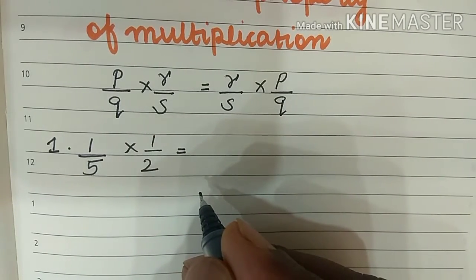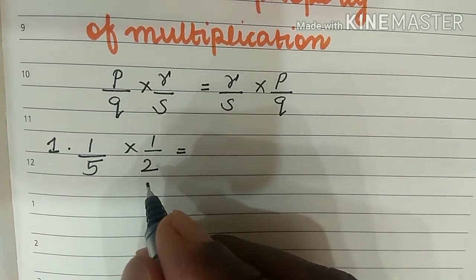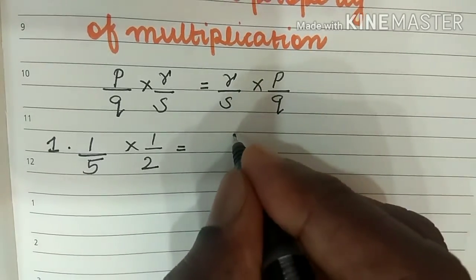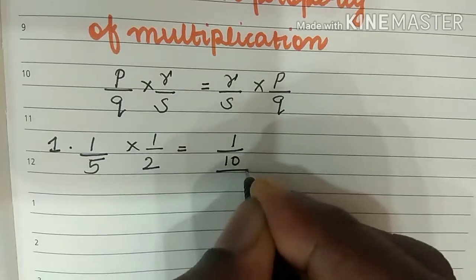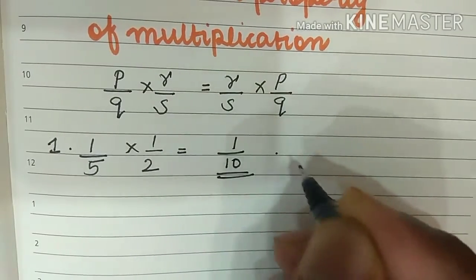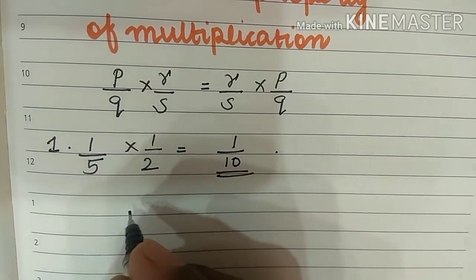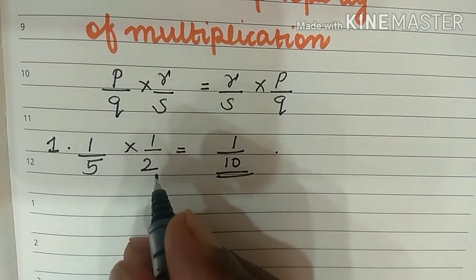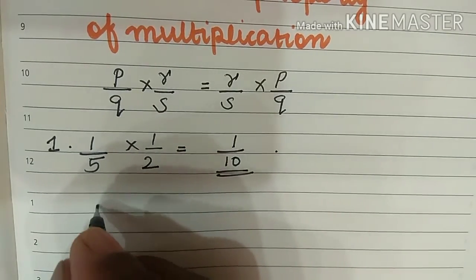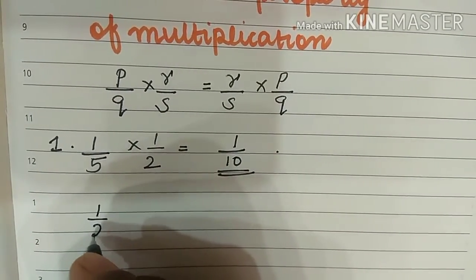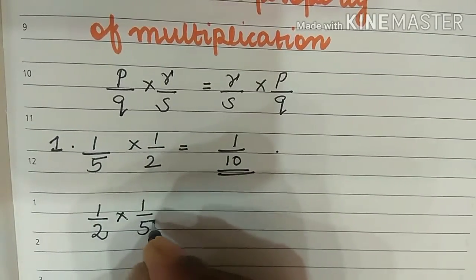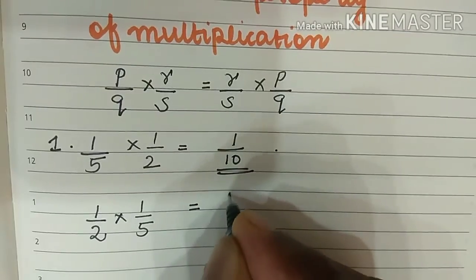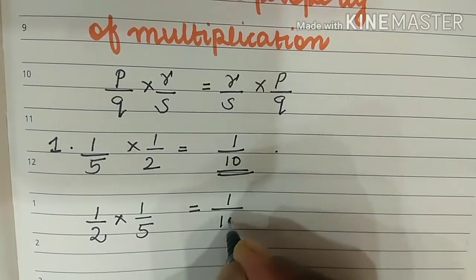That will be the denominator of the answer. So 1 1s are 1, 5 2s are 10. So this is the product of these two rational numbers. Now we are going to multiply 1 by 5 and 1 by 2, changing the order. So now this time I multiply 1 by 2 into 1 by 5. So that is equal to 1 1s are 1 and 5 2s are 10.